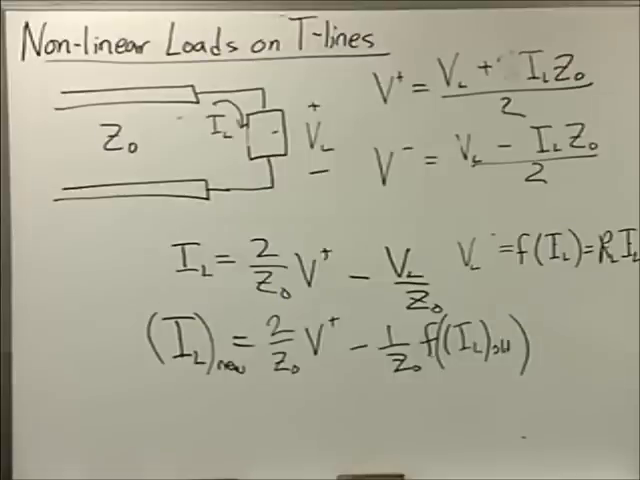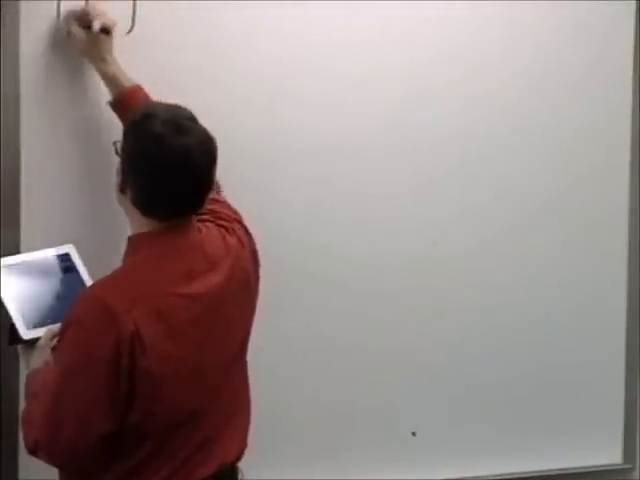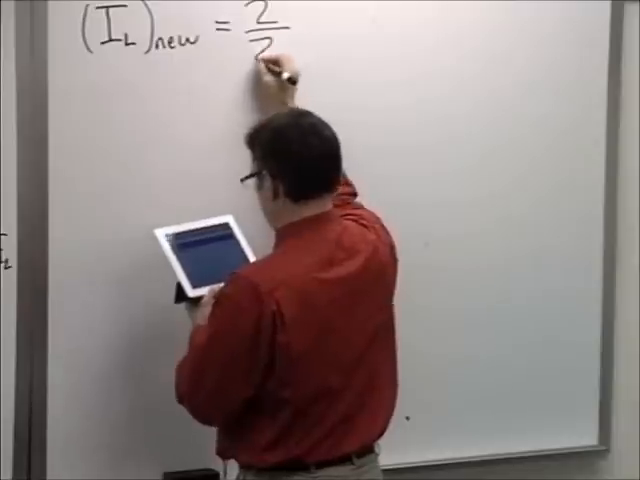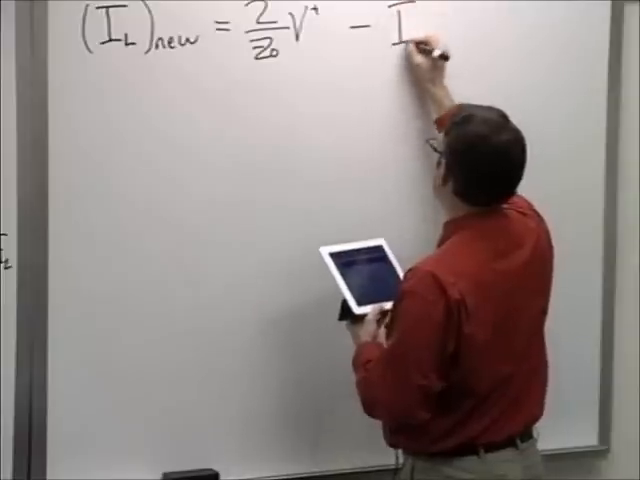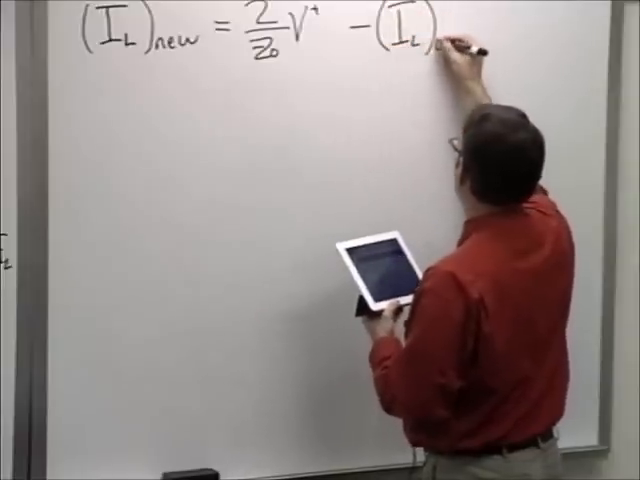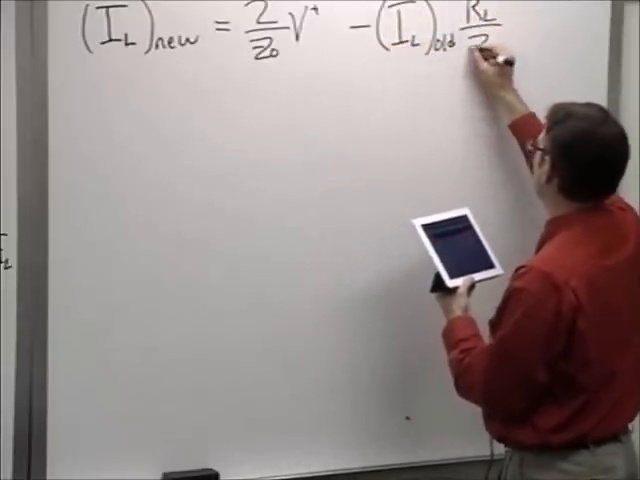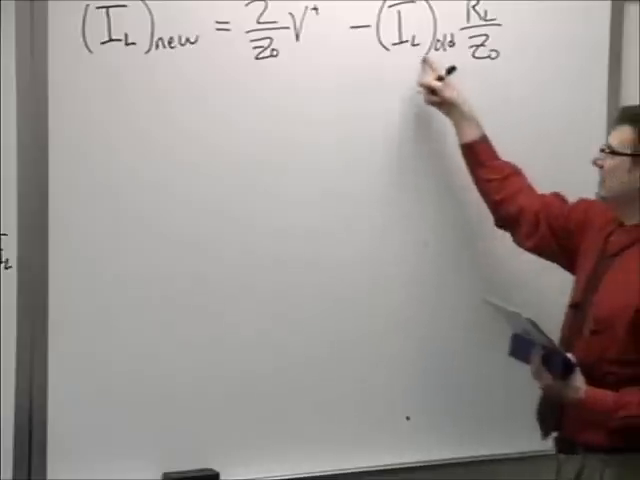This will be nice because if I do it with a resistor first, I can at least double check my answer. Okay, so in this case I've got I_L, and this is ν, 2 over Z0 V plus. My functional relationship is going to be I_L old, R_L over Z0. And I'm going to iterate this system until I get these two to agree.